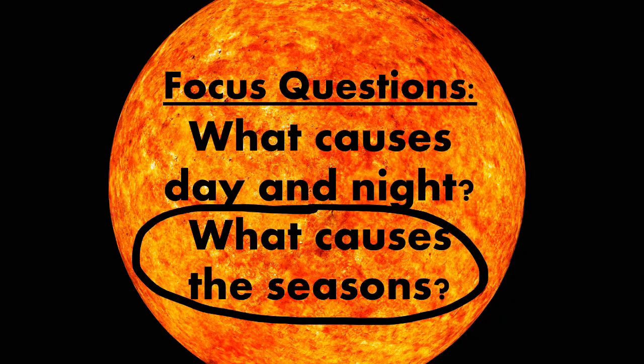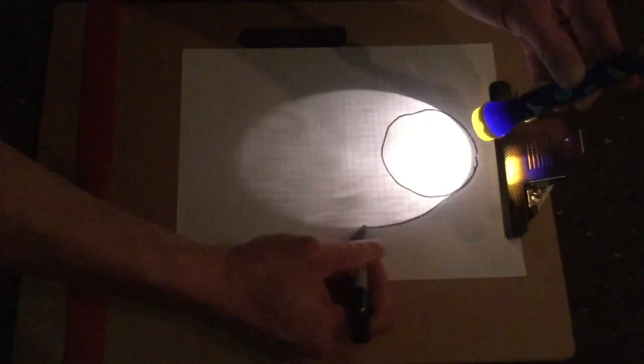I think we can answer our second focus question now. The seasons are caused by the tilt of the Earth in relation to the sun. The angle of our sunlight makes a big difference. Let's think a little bit more about direct and indirect light. The two places on Earth that get the least amount of direct light are the Arctic in the north and the Antarctic in the south. And that's why these two places are the coldest spots on Earth.